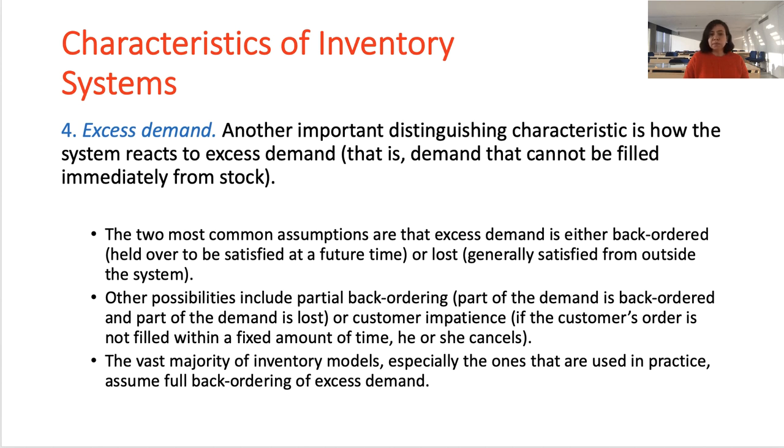What are these? One of these possibilities is partial backordering. I mean, part of the demand can be backordered and part of it can be lost. Or there may be customer impatience. I mean, if the customer's order is not filled within a fixed amount of time, he or she may cancel the order. The majority of the inventory models, especially the ones that are used in practice, assume full backordering of excess demand.